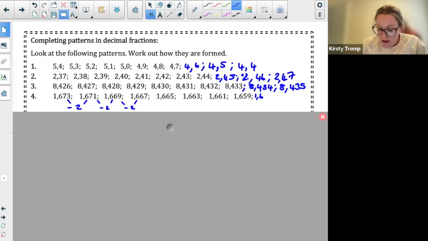So 1,659. I've got my 1,6 because that's common. All right, what are my last two numbers going to be? What are my last two numbers going to be? 1,6 what? 1,6 what, guys?